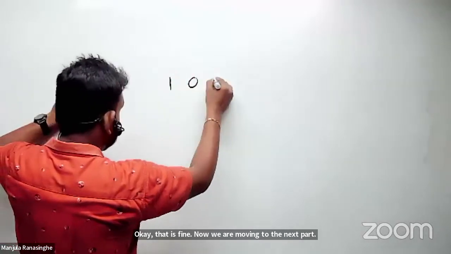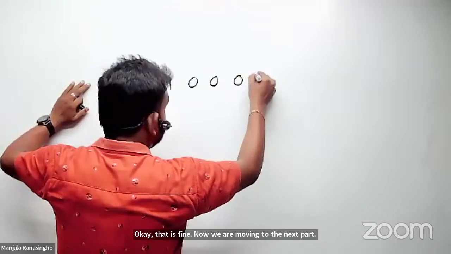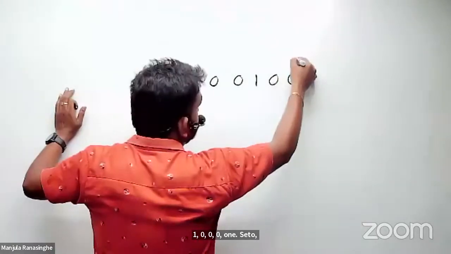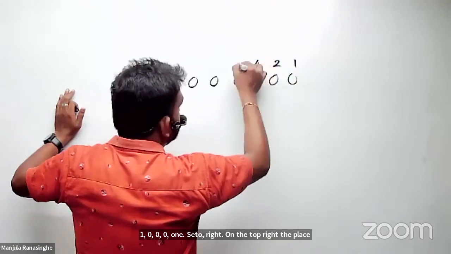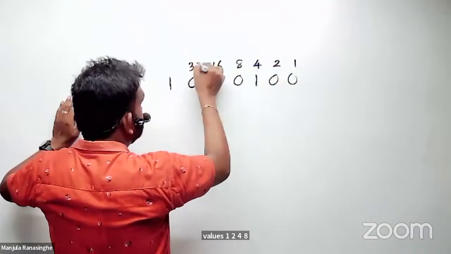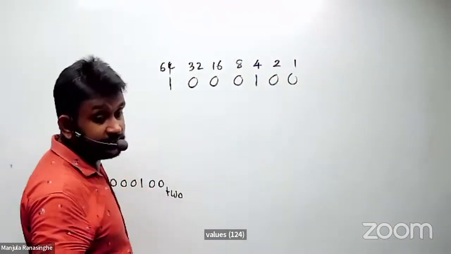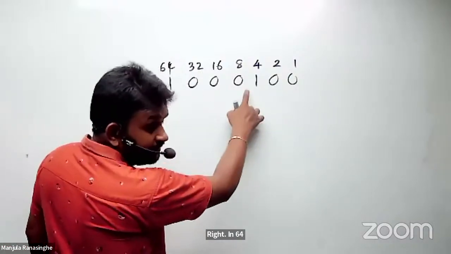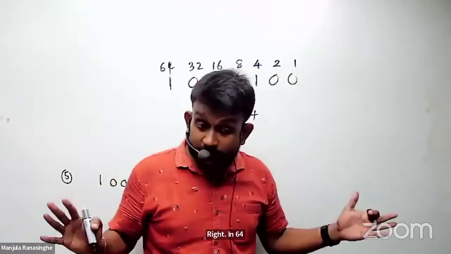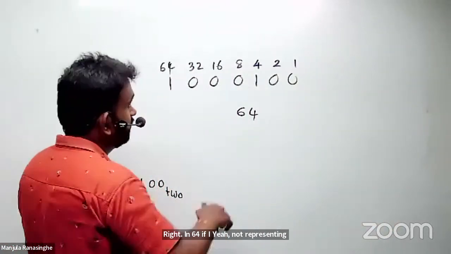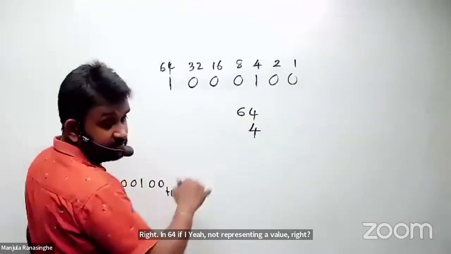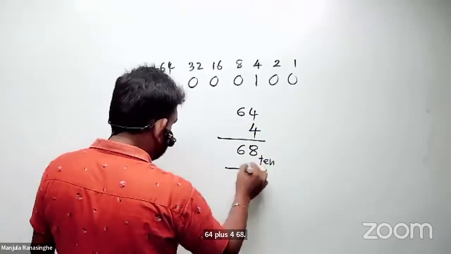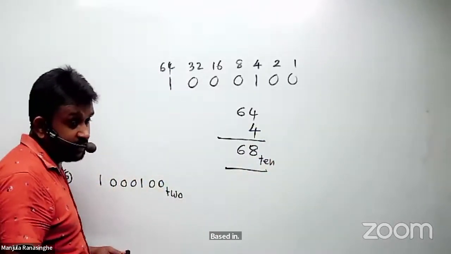1, 0, 0, 0, 1, 0, 0. Right. On the top right, the place values 1, 2, 4, 8, 16, 32, 64. Then 64 has a 1 and the others we don't take. Even though the place value is there, they are not representing a value. Remember that. So 4, 1 is there. Nothing else. So 64 plus 4, 68 base 10. Hands up those who got the answer 68.